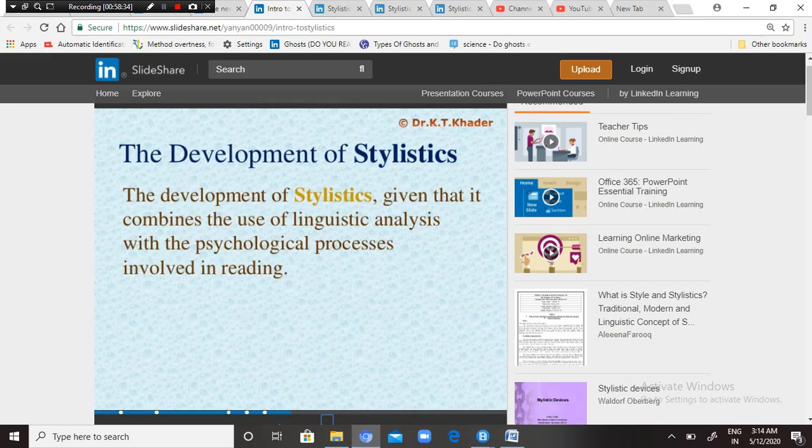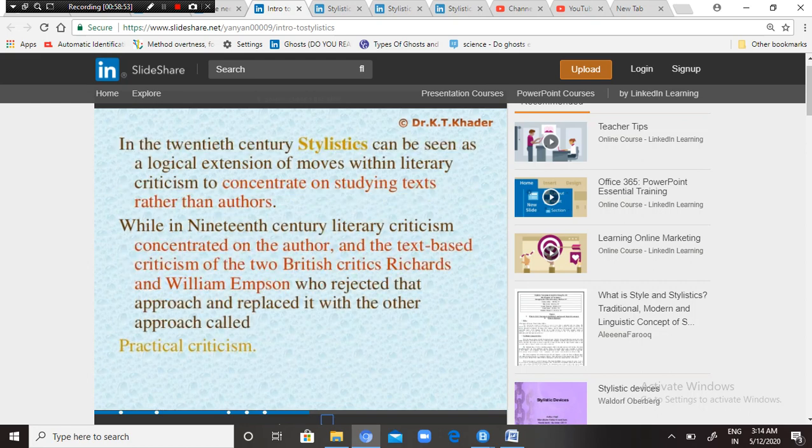So here we go, the development of stylistics. The development of stylistics combines the use of linguistic analysis with the psychological processes involved in reading. Okay, and in the 20th century, what happened in the 19th century. So here the evolution of stylistics is discussed in this slide.